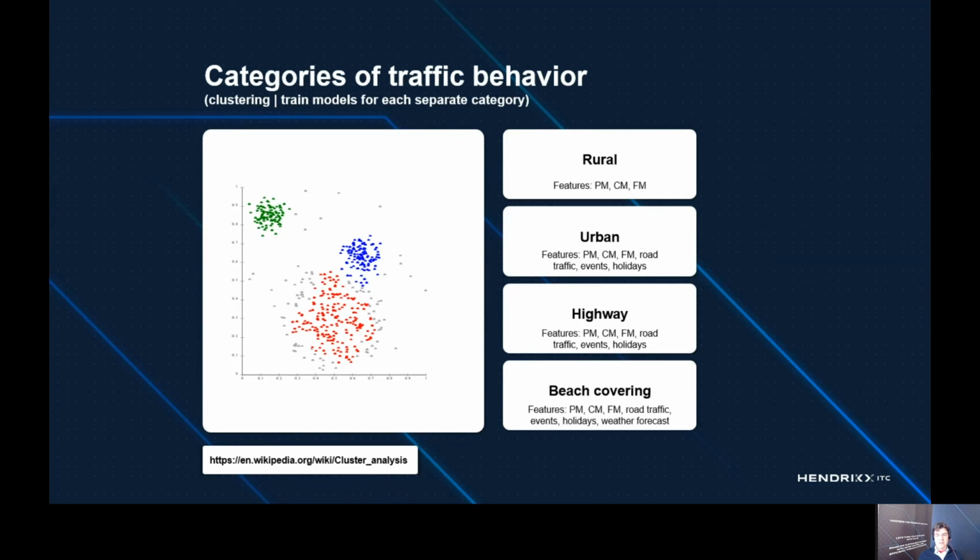But for beach covering sites, it may also be very useful to use, for example, weather forecast data, like temperature and rain, because the thought is that when rain is forecasted, then there will be fewer people on the beach, so there will be less chance of congestion. So weather may be an important feature for the model training for beach covering cells. These are 4 categories, but of course you can find more categories. It depends on how you configure your clustering mechanism. But 4 is okay.